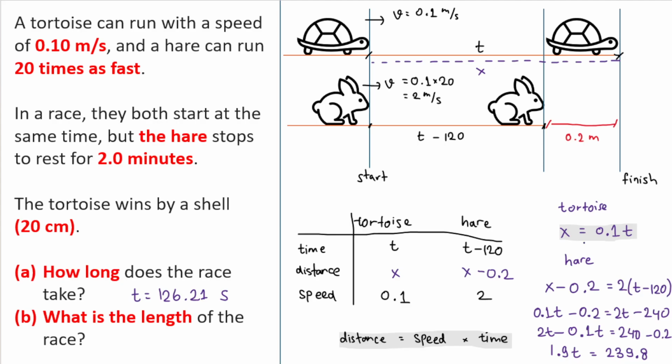But we are also asked about the length of the race, which is this x here, and x is 0.1t. So x is 0.1 multiplied by this, so I will have 12.621, and the unit here will be in meters. And I think that is the final answer for this question. Hopefully I did not make any mistakes during my calculation.